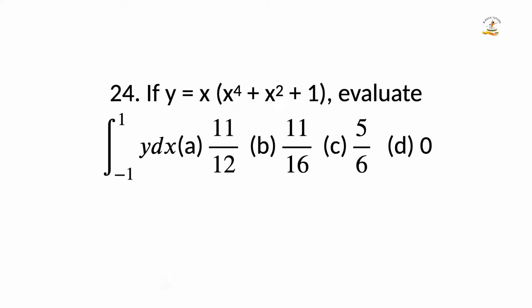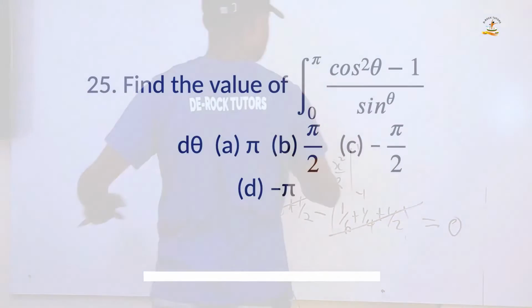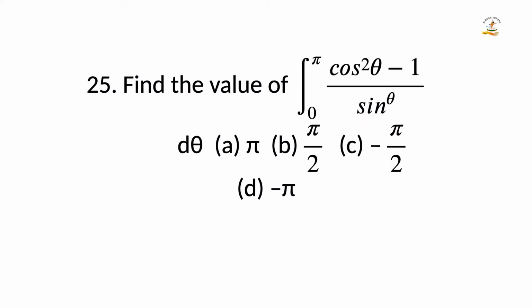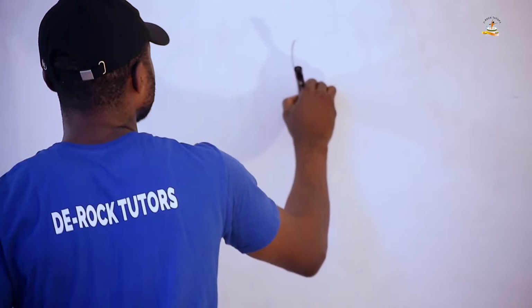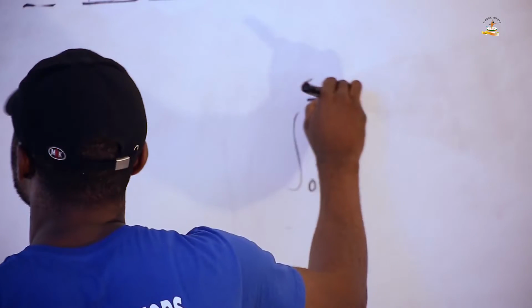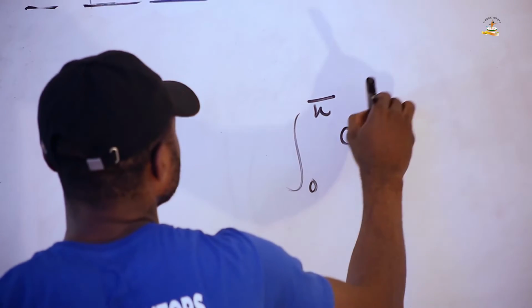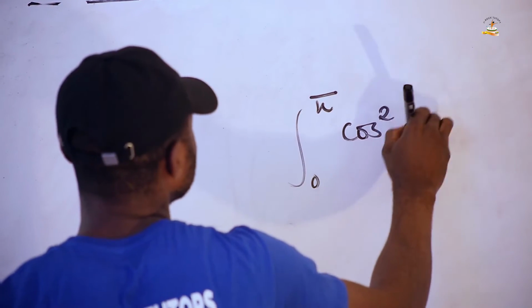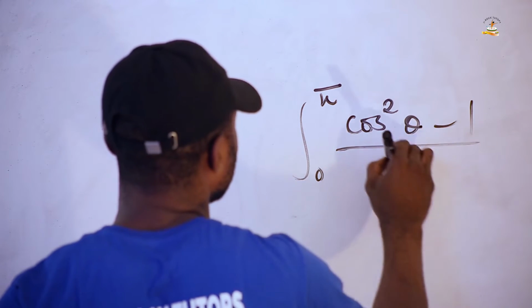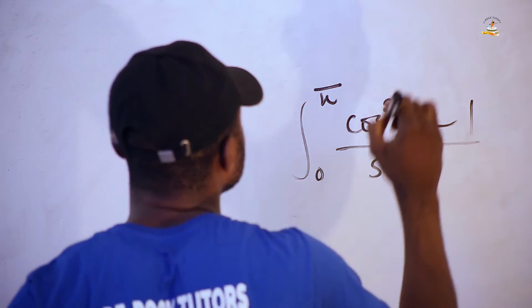And that is in option D. The next one we move to is question number 25. This 25 is on integration, but a definite integral. We integrate from 0 to pi of cos squared theta minus 1 over sine squared theta.